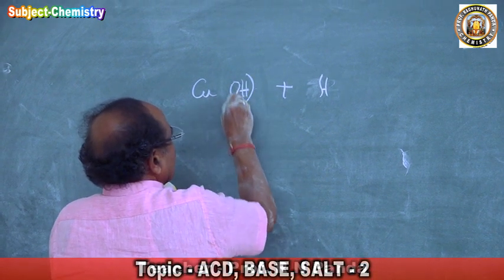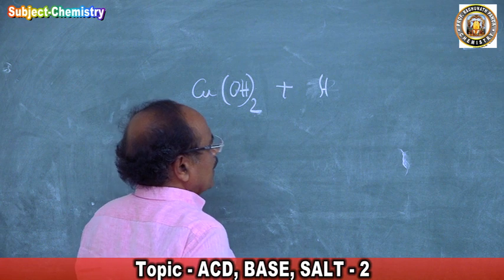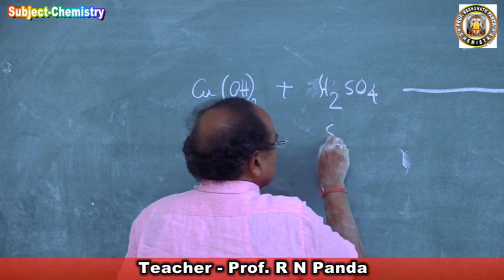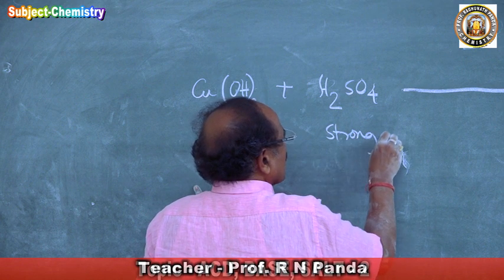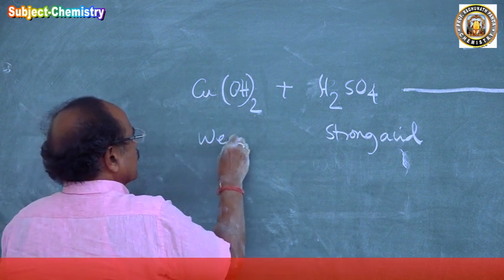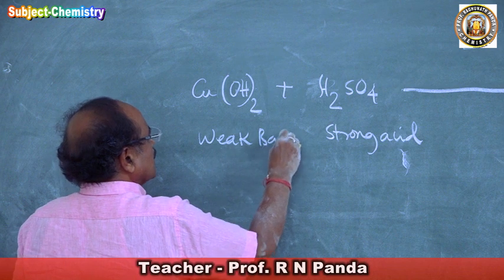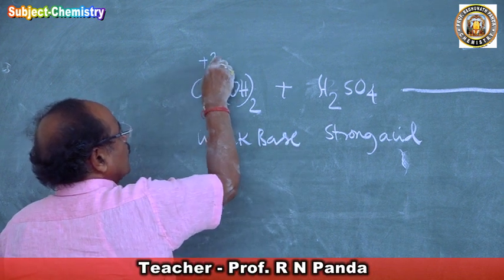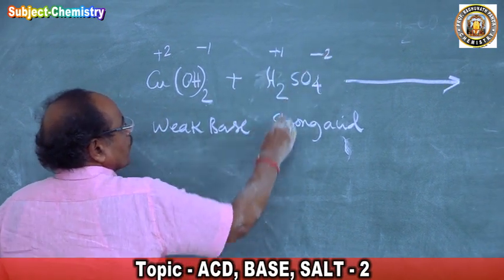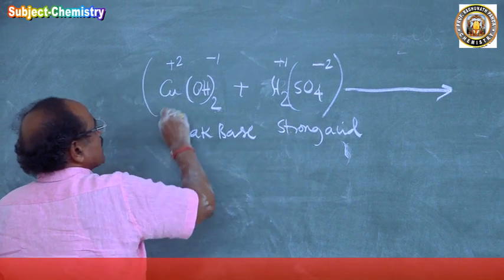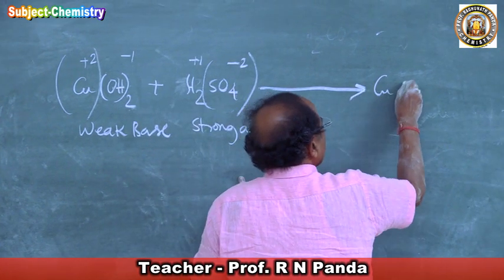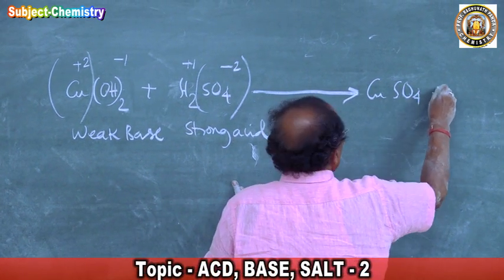You take copper hydroxide, that is very good. We are treating this with sulfuric acid. Sulfuric acid is a strong acid, and this copper hydroxide is a weak base. So copper is +2, OH is -1, hydrogen is +1, sulfate is -2. So what will happen? The copper +2 will go to sulfate to form copper sulfate.